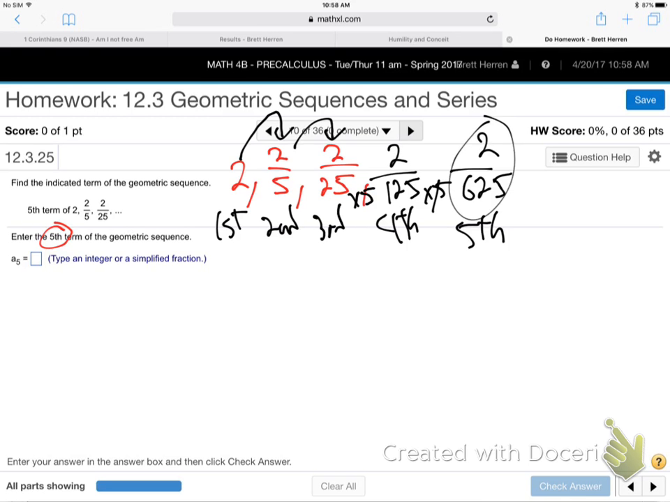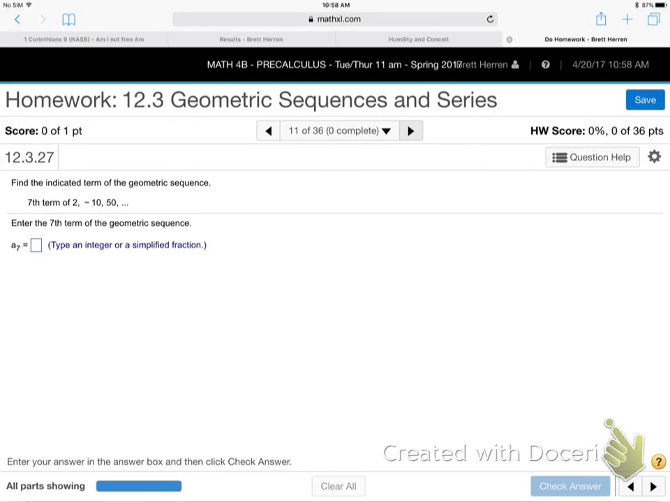All right. And that's all they're asking. They're not even asking for the end formula, right? It says all parts are showing, so there's no more to this question. That's it. Okay, let's try this 7th term. You could just take a few more jumps, right?